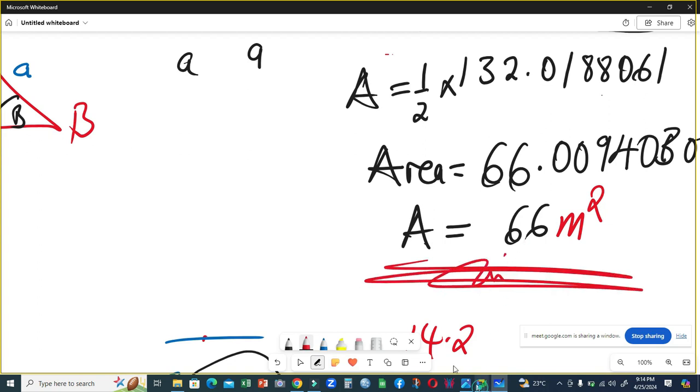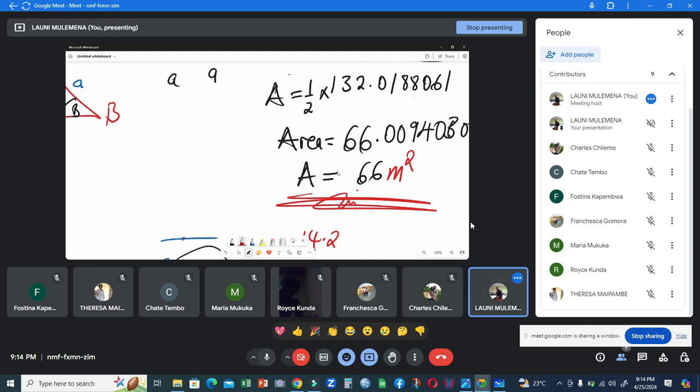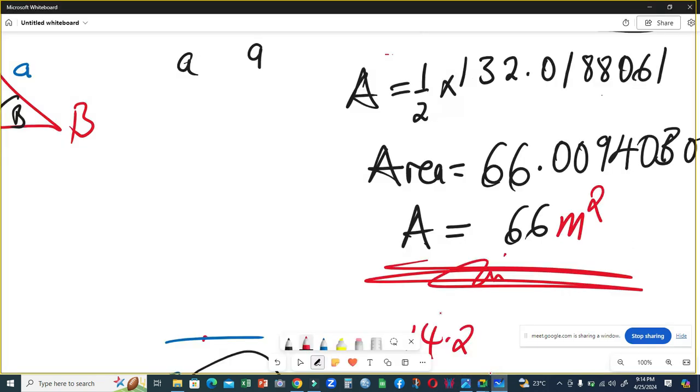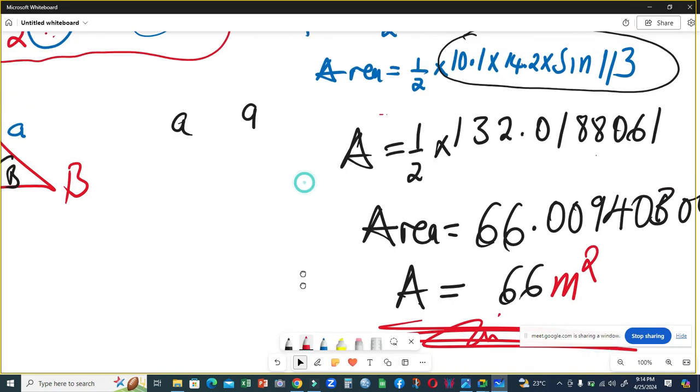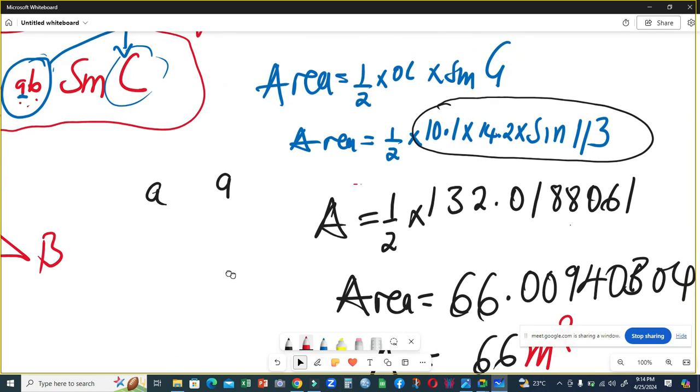And let's see if there's a question. Yes, Madam Maria. Sir, I just wanted to find out, here on the area is equal to half, which one do we multiply with? Is it times 2 or times 1? I didn't get it here.